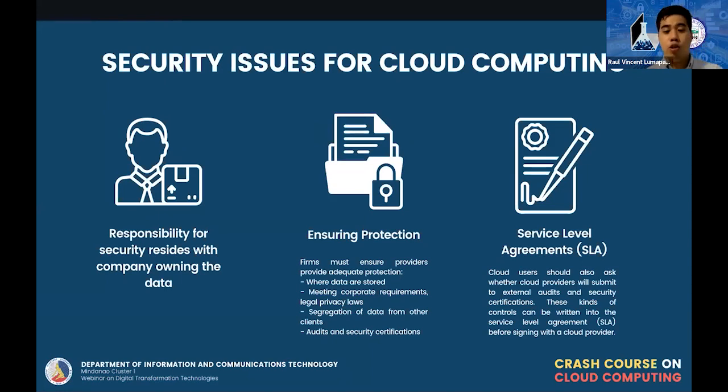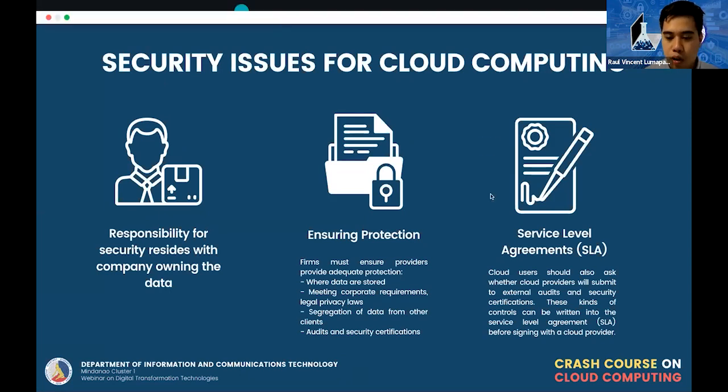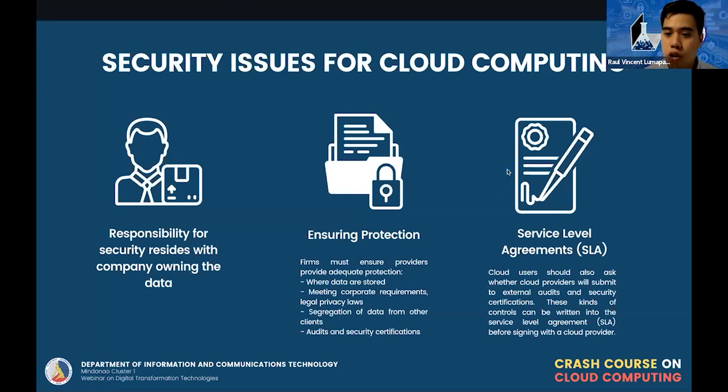And then ensuring protection: firms must ensure providers provide adequate protection. So check if the providers have proper security protocols and proper implementation of their security tools and technologies. You need to check where their data are stored, and if it meets legal privacy laws, particularly here in the Philippines, if it meets our RA 10173 requirements and does not violate RA 10175. Then there is segregation of data from other clients, meaning that you need to check if there are different data repositories for different clients or different transactions. And then audit and security certifications are also important, meaning that your own organization should be able to check and audit your security as well.